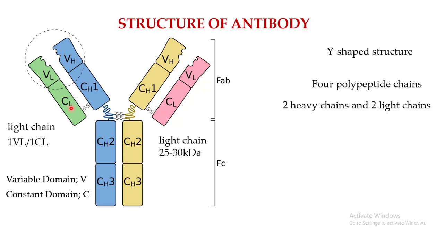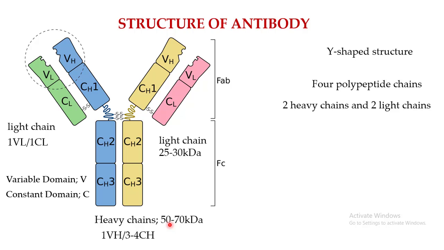When we talk about the light chain, there is one variable domain and one constant domain. Similarly, when you talk about the heavy chains, this is one heavy chain starting from here up to here. This is another heavy chain starting from here, moving down up to here. These are the heavy chains. If you look at the molecular weight of the heavy chains, it is about 50 to 70 kilodaltons. Therefore, we call these the light chains and these the heavy chains because of the differences in their molecular weight. They have a low molecular weight, so they are light chains. They have a high molecular weight, so we call them the heavy chains.